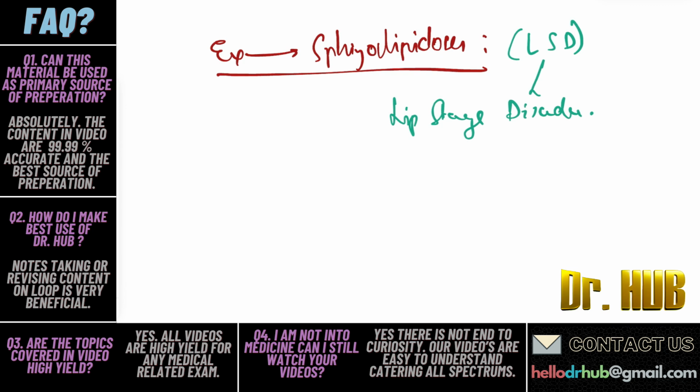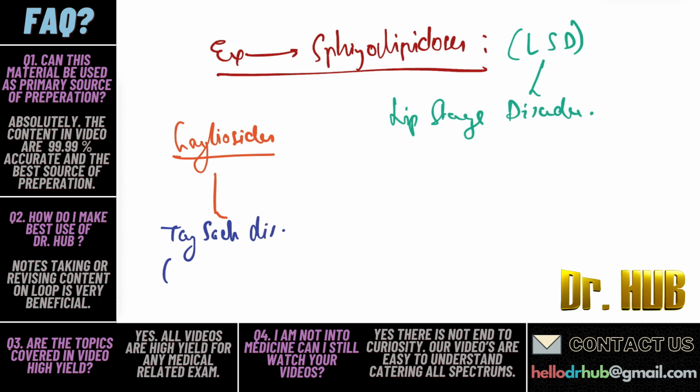So let's look at the flow chart. We start with the gangliosides. These gangliosides contribute to Tay-Sachs disease. Tay-Sachs disease is due to hexosaminidase A deficiency. This hexosaminidase A, that's Tay-Sachs disease, contributes to lactosyl ceramide. So there's presence of lactosyl ceramide.